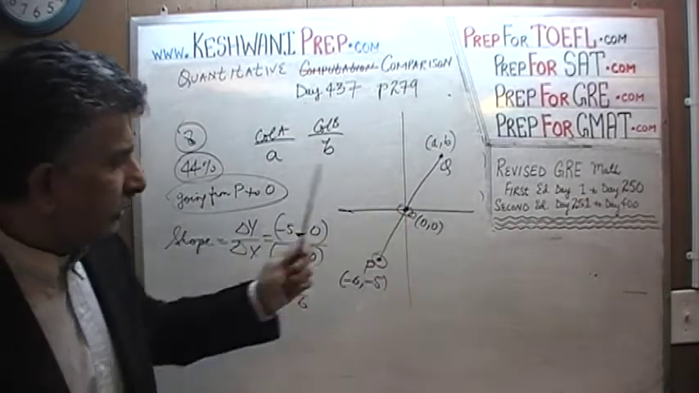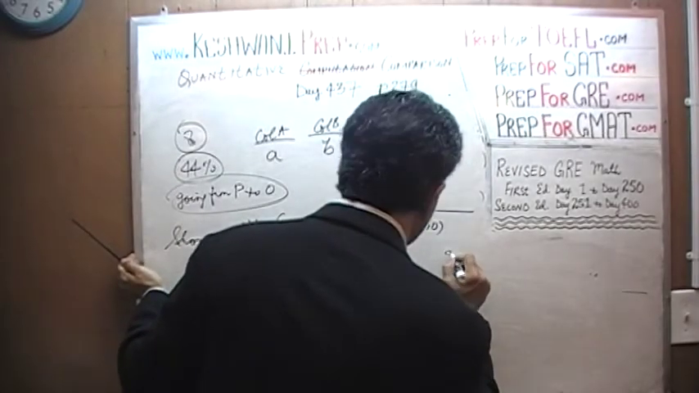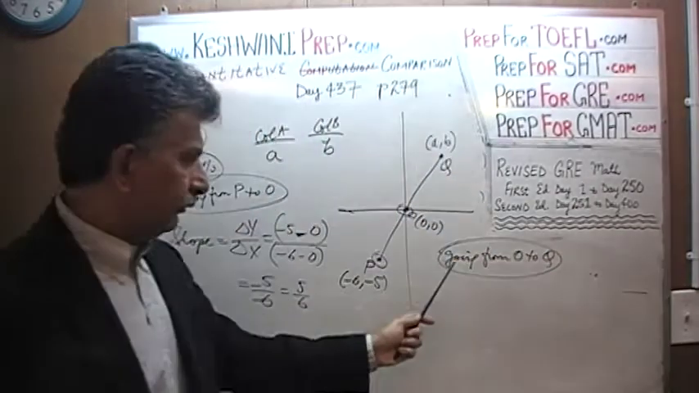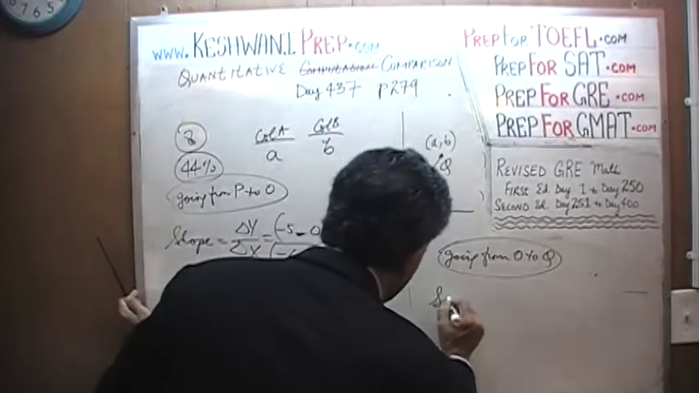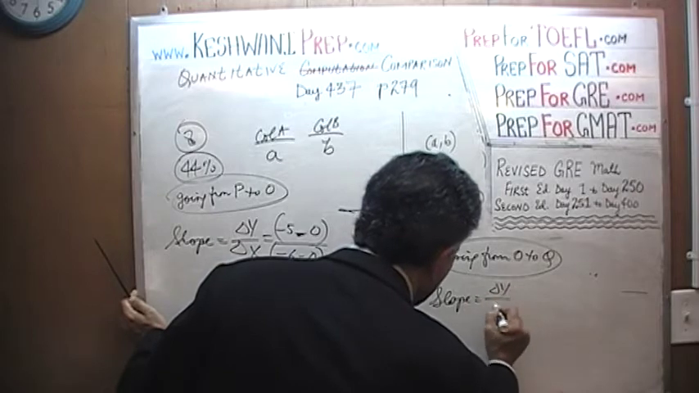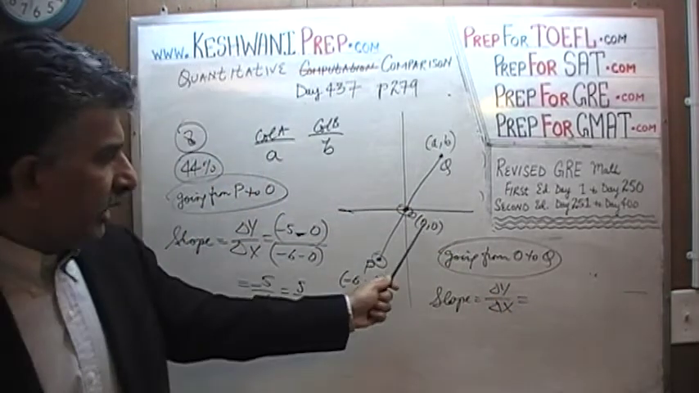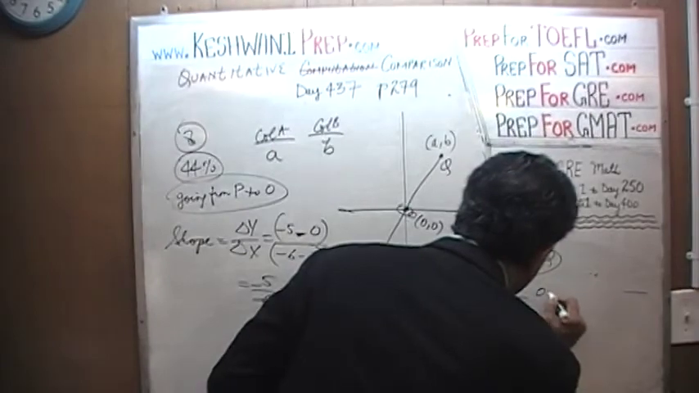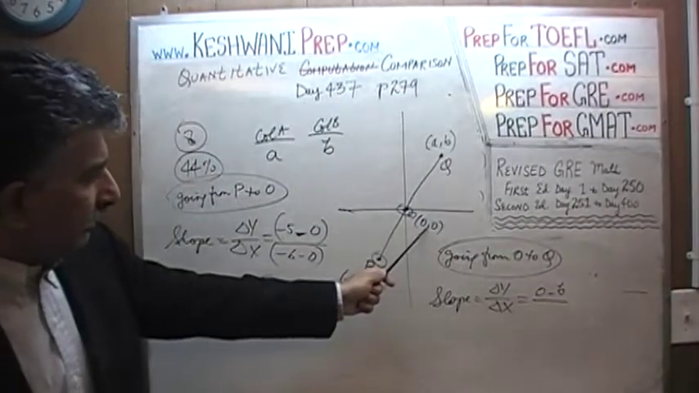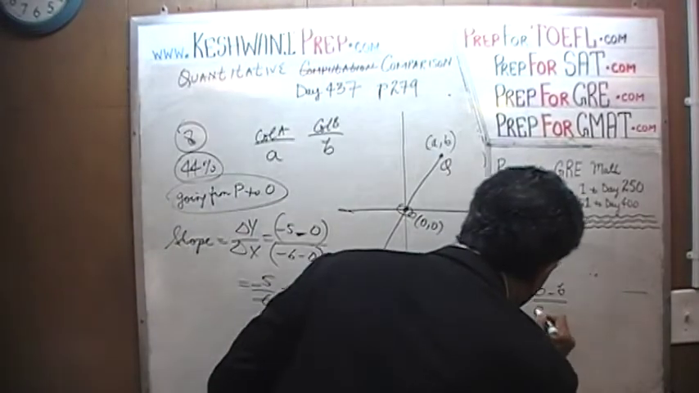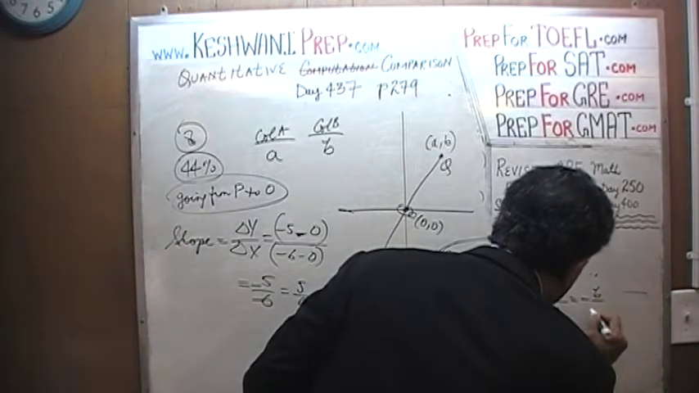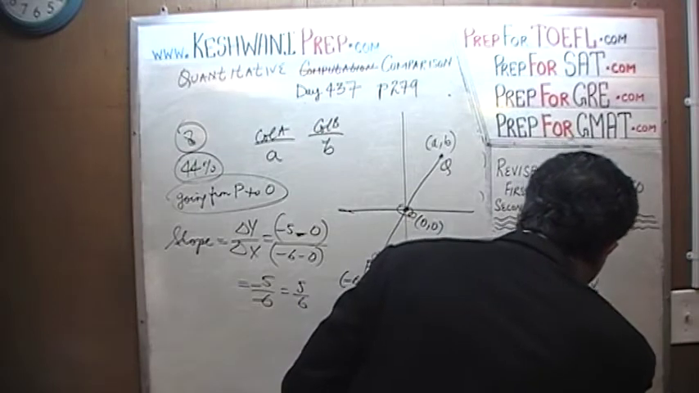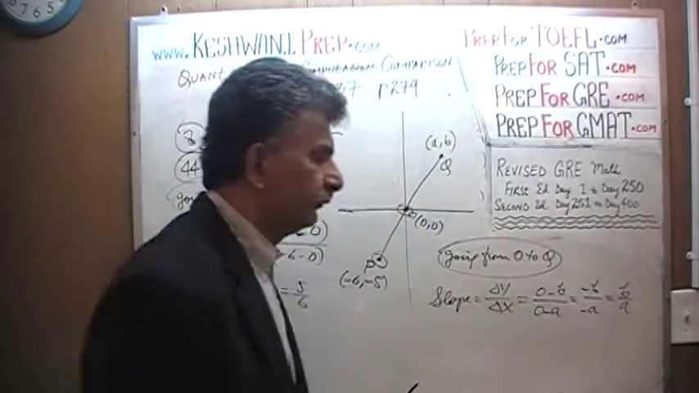Now let's find out the slope from O to Q. If we go from O to Q, let's measure the slope. The slope equals the change in y over the change in x. Now remember, our starting point now is O and we're going to Q. So change in y is going to be 0 minus b over 0 minus a for x here, which is minus b over minus a, which is just b over a.